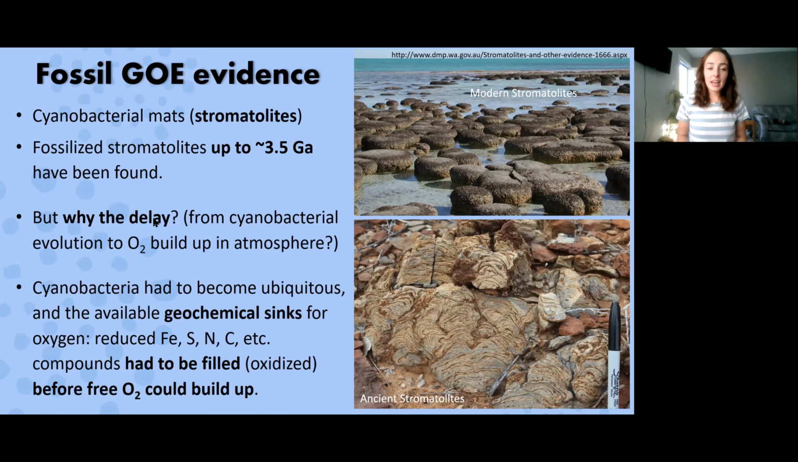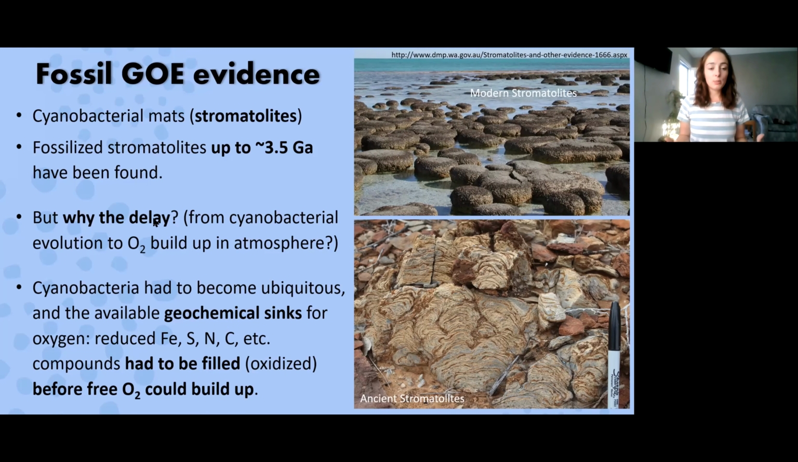So there was a delay between cyanobacterial evolution and oxygen buildup in the atmosphere. This has to do mainly with geochemical sinks for oxygen, and also the fact that these cyanobacteria had to become ubiquitous in the environment in order to produce enough oxygen to really build up in the atmosphere. But I'm really going to focus on the geochemical sinks for this delay.